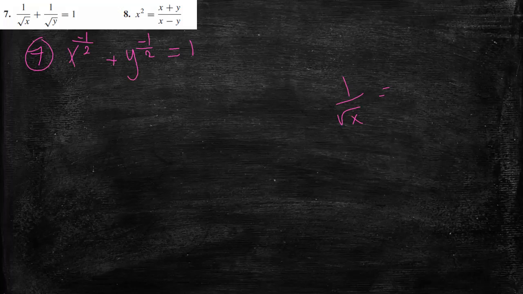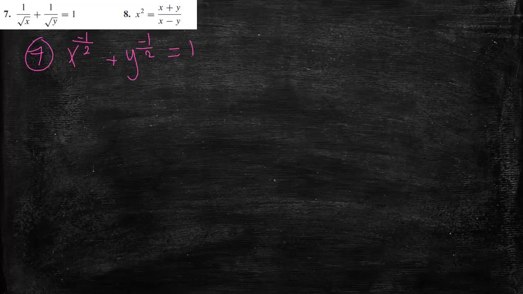1 over square root of x plus 1 over square root of y equal 1. This one I can write as x raised to the power half plus y raised to the power negative half, equal 1. I can rewrite it as we said before: 1 over square root of x is 1 over x raised to the power half, and it can be written as x raised to the power negative half. So it's x raised to the power negative half plus y raised to the power negative half equal 1.